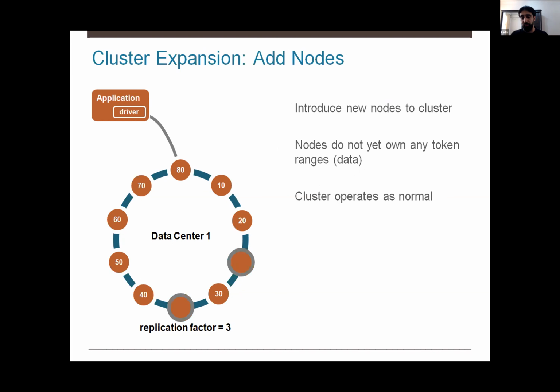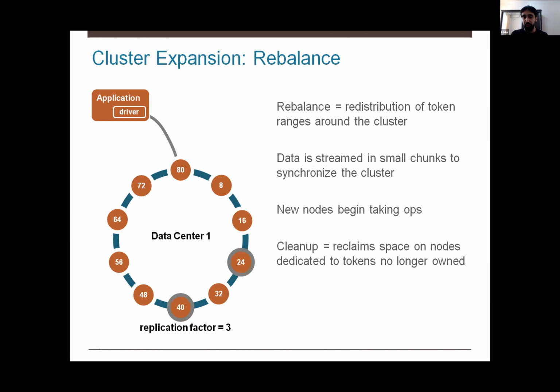So in this scenario, what we're doing is adding two nodes, one between 20 and 30, the other between 30 and 40, right? And once we do this, they take some new IDs, 24 and 32, I think, right? And once this happens, the other nodes will start streaming data that must be owned by this new node.